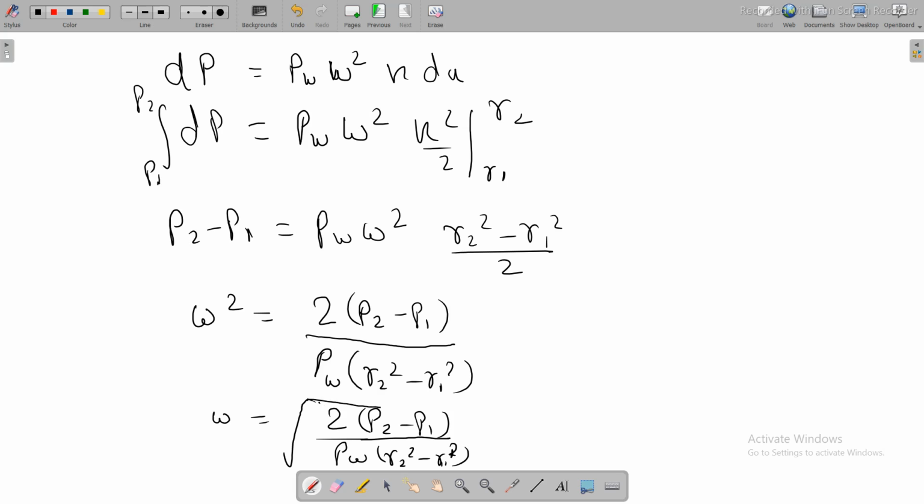So this is the value of the angular velocity at which this vessel is rotating around the axis of rotation.